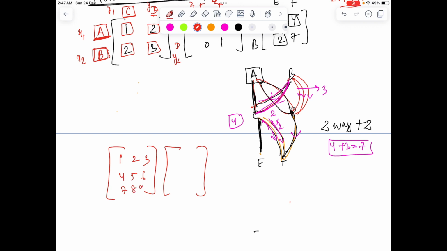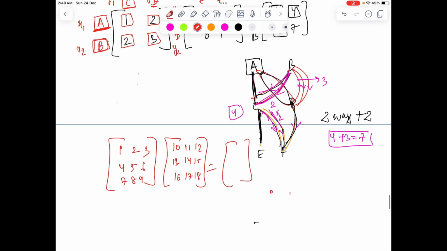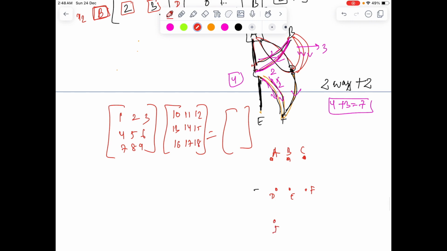Very interestingly, if we now have some 3 by 3 matrix, let's say 10 11 12, 13 14 15 and 16 17 18, you know we'll get this answer. And now you can come up with 3 cities ABC, then DEF, then IJK, and start drawing all the connections.